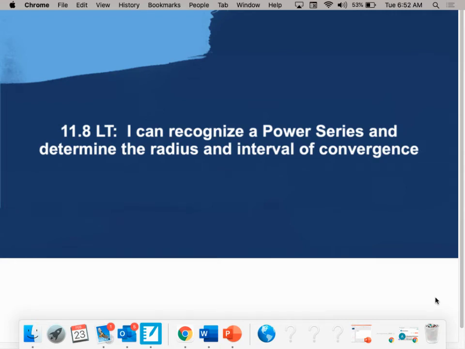Good morning, everyone. So it's time to learn section 11.8. It's our first day of the second half of chapter 11. And we're going to start by learning something called a power series. And then from the power series, we're going to learn how to find radius and interval of convergence. So let's begin.